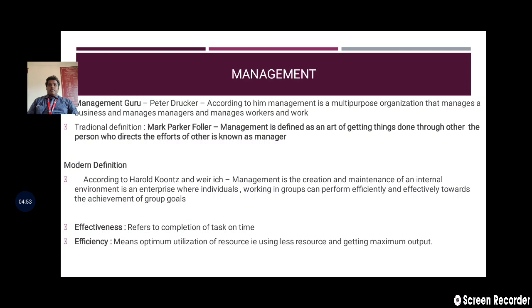Modern definition of Koontz and Weihrich: Management is the creation and maintenance of an internal environment in an enterprise where individuals working in groups can perform efficiently and effectively towards the achievement of group goals. Effectiveness refers to completion of a task on time. Efficiency is the optimum utilization of resources, using fewer resources and getting maximum output. These are known as effectiveness and efficiency.